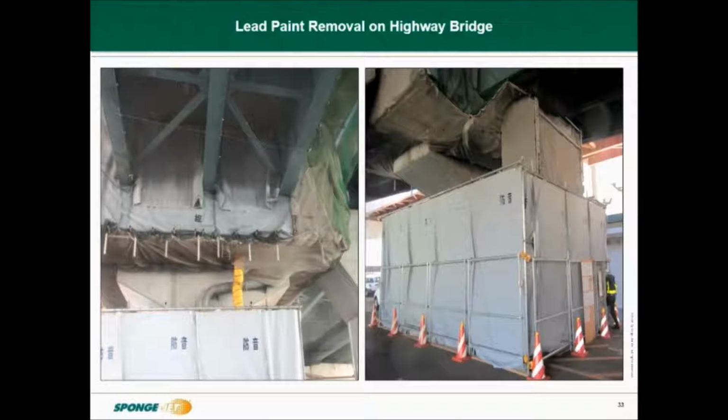The picture on the right is of the humpy built to house the equipment, and the blast hopper and the recycler were down below, and the yellow chute that's pictured there on the left is how they return the media from the habitat to the recycler. Simple way, but very effective.